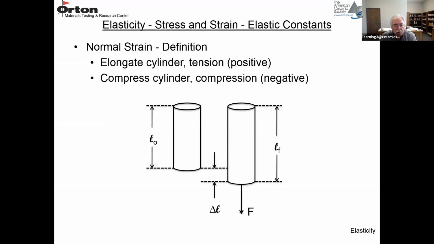So here's a diagram that shows the strain. L0 is the length of the cylinder on the left. LF is the length of the cylinder on the right, the final length after applying a force F, and delta L is the change in length.